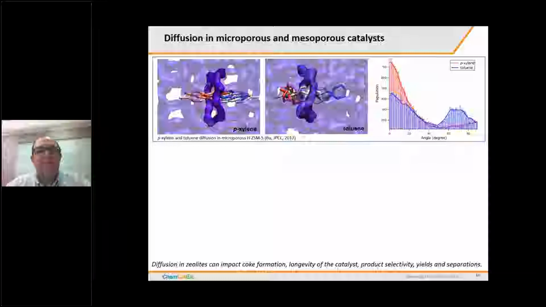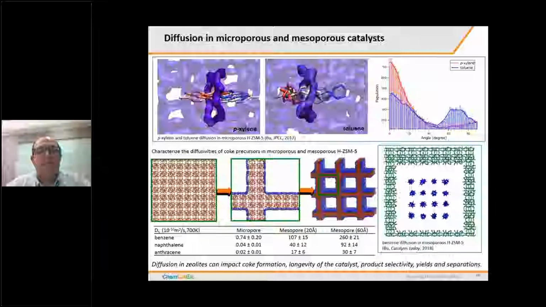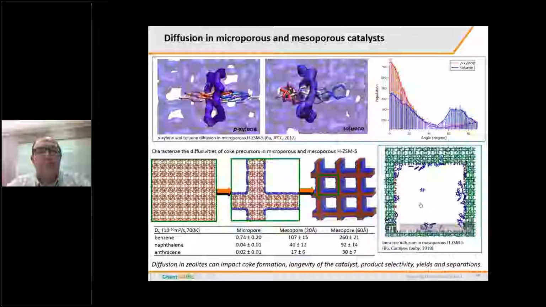When you see the toluene case, they reorient a lot more when they pass through the pore to the next adjacent pore. So it diffuses a lot slower than paraxylene here. We also calculate the diffusivity of the coke precursors. Here we use benzene, naphthalene, and anthracene as an example in both micropore and mesoporous here. And for mesopore, we use two different mesopore sizes. This is one example of benzene diffusion in mesoporous, how they move from mesoporous to the micropore here.